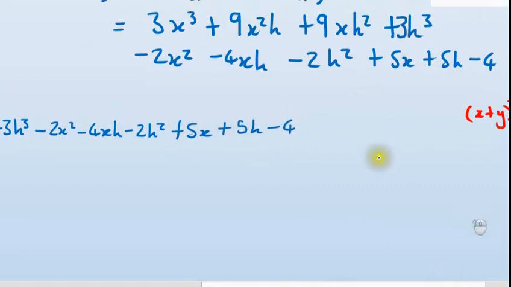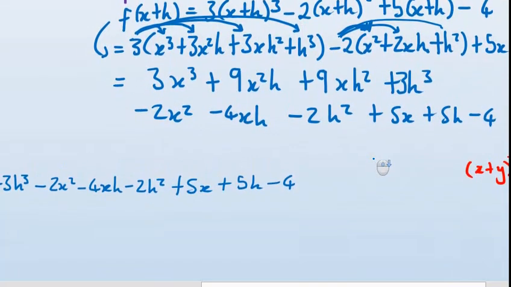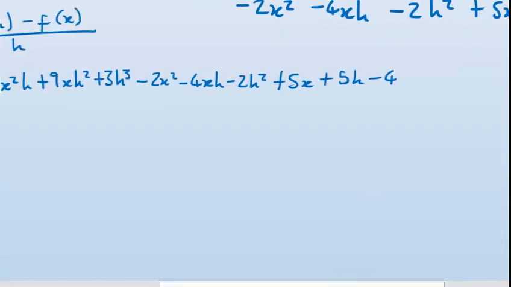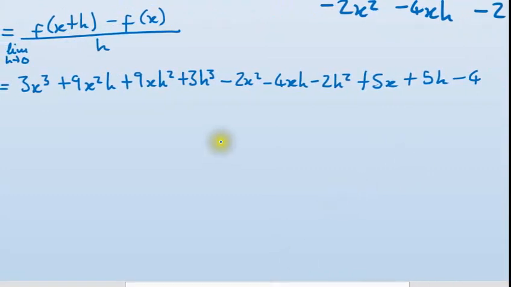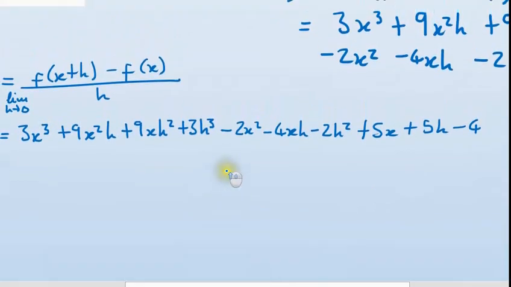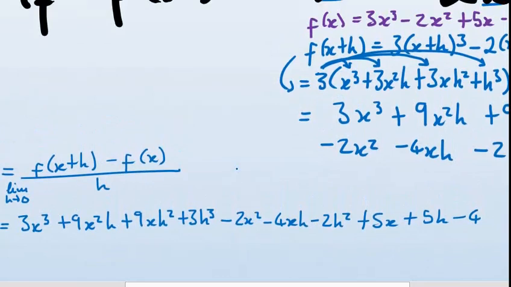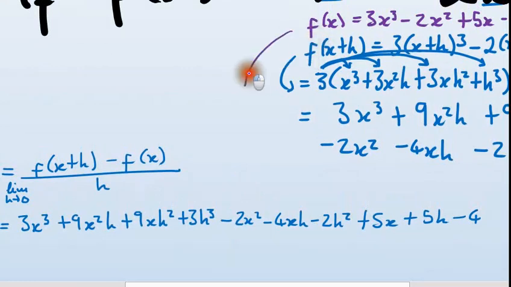A long thing to deal with, right? And this is where you need to be very cautious of your signs, because it's extremely long. Examiners are trying to keep this out of the exam because really students end up losing marks. Look at how huge this thing is. Now let's just go and get our f of x. There's our f of x, and it's in purple.